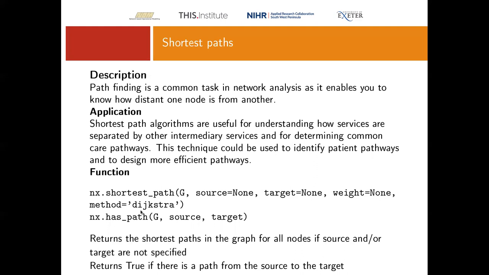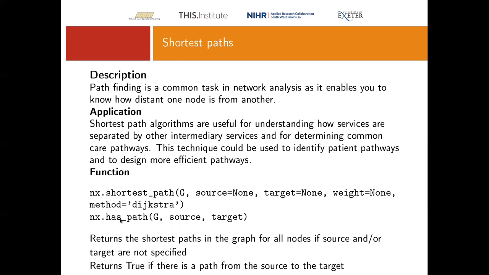And so two useful functions around looking at shortest paths: use the shortest path function, and pass in the graph object. If you define the source and target node, or a list of source and target nodes, then it will look for the shortest paths between those, either just that subset or across the whole graph. That can be quite computationally expensive to run on the whole graph, so you tend to run it on subsets of source and target nodes, looking more specifically at particular teams or services.